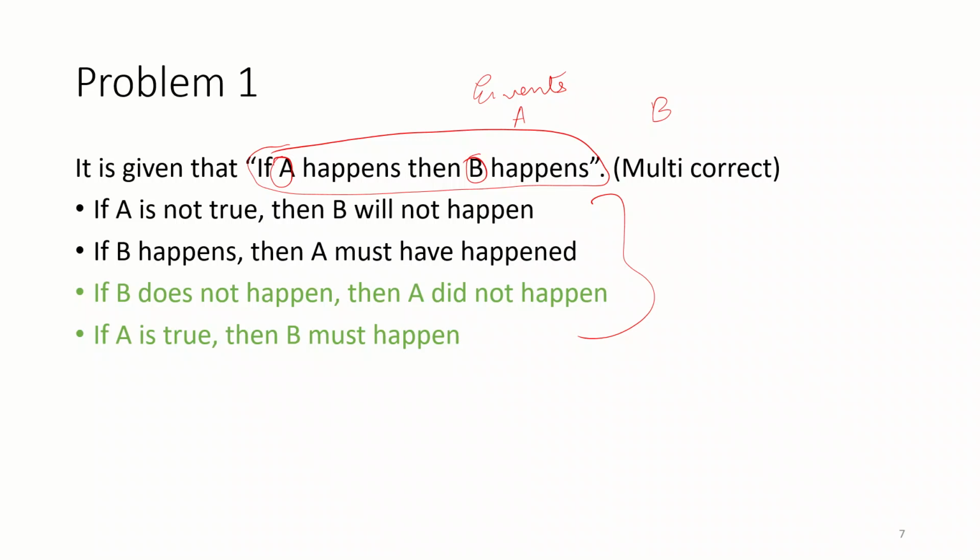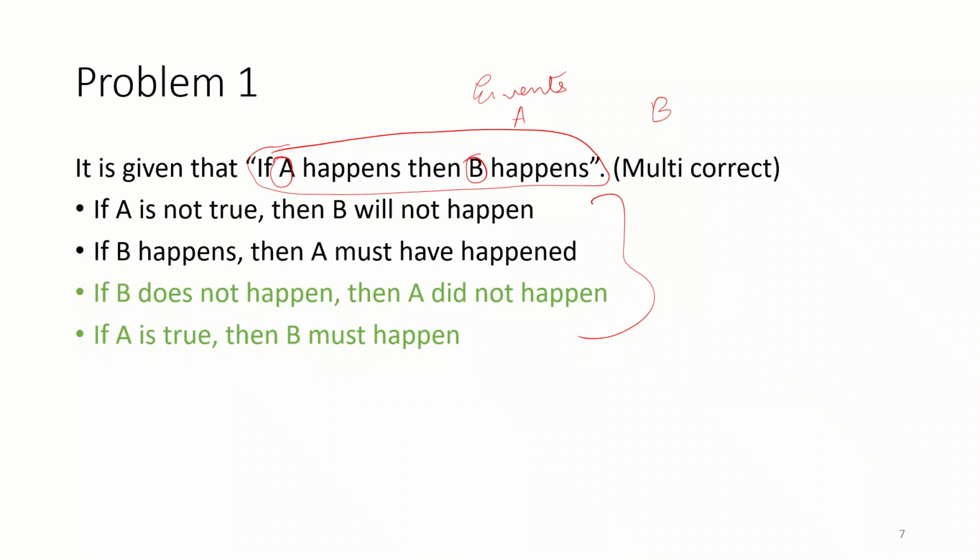The thing that is given as a statement, we have to consider it as true. The statement that if A then B is essentially true. So my opinion is that, based on the statement which is given, we have to conclude these two statements. It is given that if A happens, then B happens. So consider it as true.